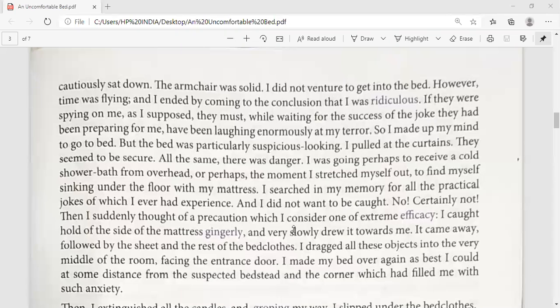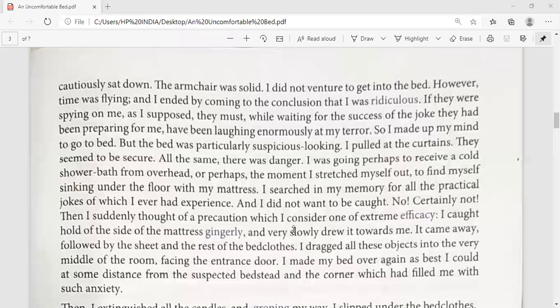I made my bed over again, as best I could, at some distance from the suspected bedstead. Bedstead, you can see in the picture again, there is one bed. This is called bedstead. The wooden part or the whole part is called bedstead. And the corner which had filled me with such anxiety. So he wanted to stay away from that bed and corner because he was feeling anxiety. Anxiety क्या होता है बेटा? Nervousness. Okay, when you are so much nervous before an exam sometimes, or anything, beta, which makes you nervous.